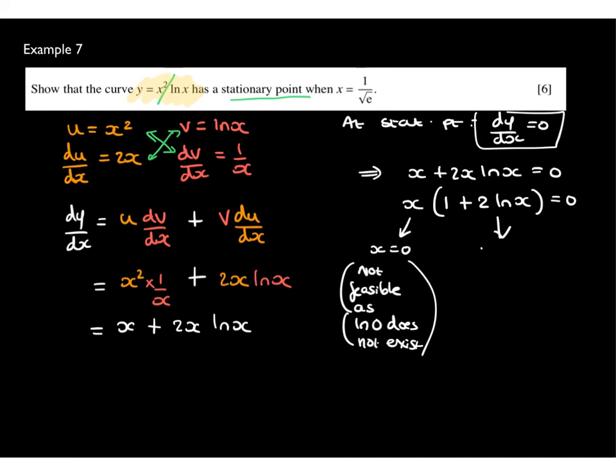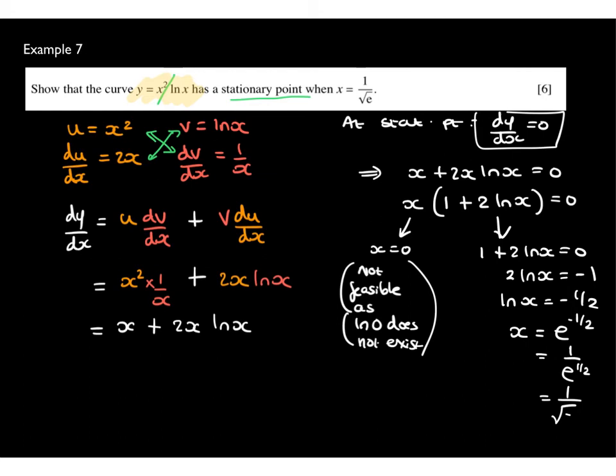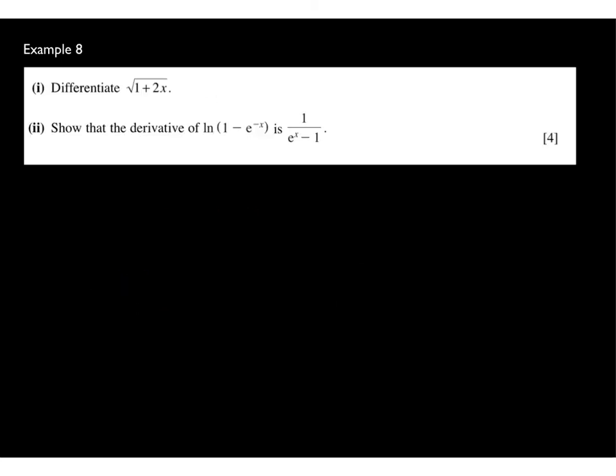The other option, however, is that 1 plus 2 ln x equals 0. So 2 ln x equals negative 1. ln x equals negative 1/2. And then we need to take e to the power of both sides. So we cancel out ln, so we have e to the negative 1/2. But what is that really equivalent to? It's 1 over e to the half, and a power half means square root. So we end up with the correct answer here.